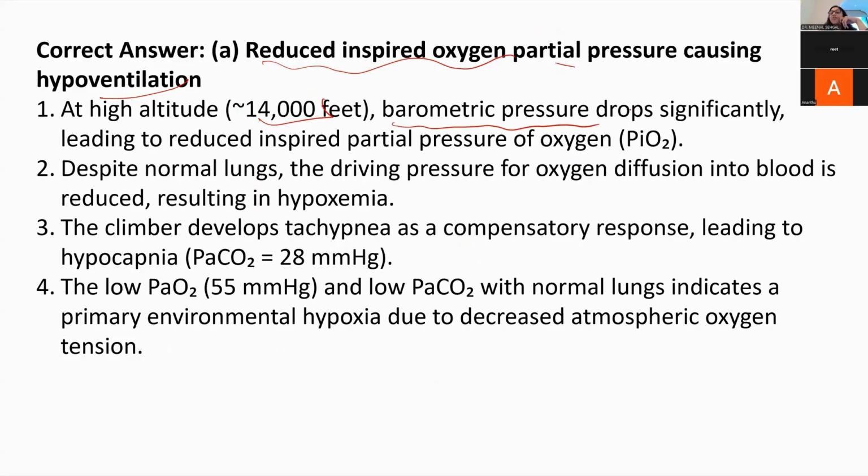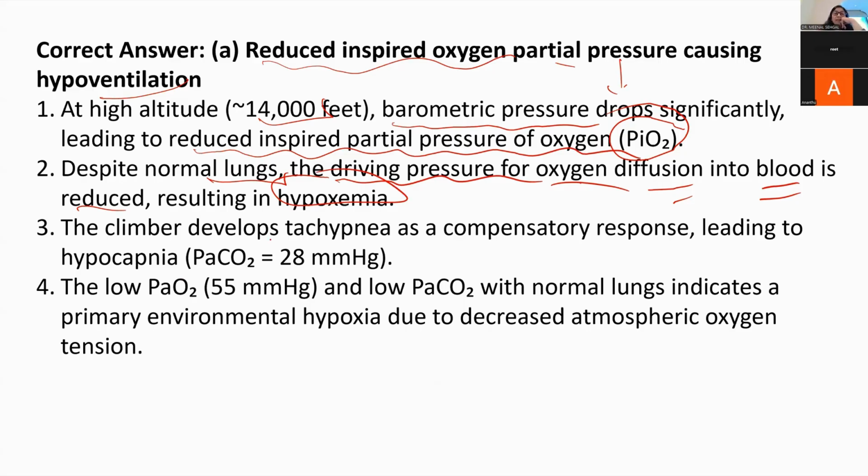The atmospheric pressure drops, leading to decreased inspired partial pressure of oxygen. The atmospheric oxygen is itself low, so there is less of the air reaching the lungs. The lungs are normal. The driving pressure for oxygen diffusion into the blood is reduced, resulting in hypoxemia. That air is not coming with that pressure.